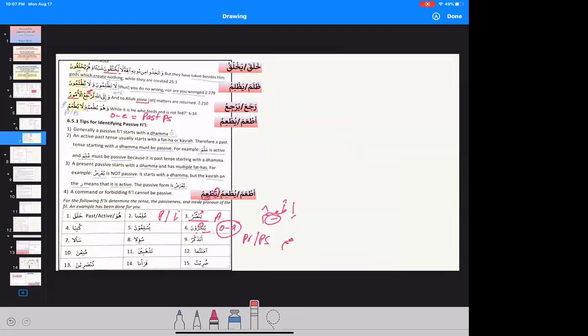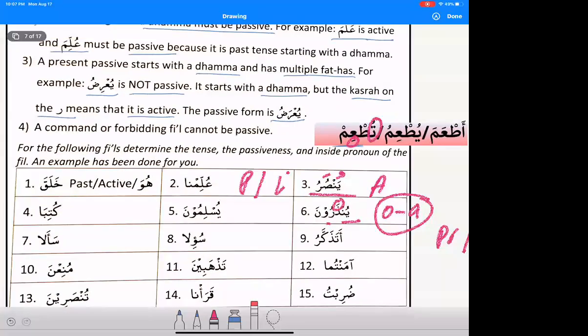Okay, let's do this one over here. So what about kutiba? What do you think? What kind of tense is it? May I? Okay, go ahead. It's a past tense passive verb, likely. Past passive, likely huwa? No. Huma. Past. Oh, huma. Okay, sorry. Yeah, this is huma. Okay, very good.